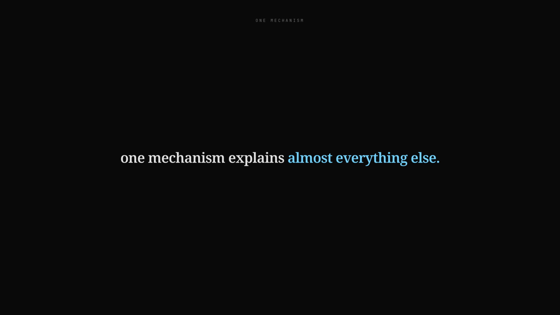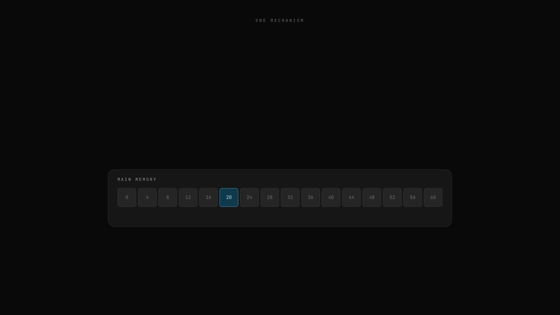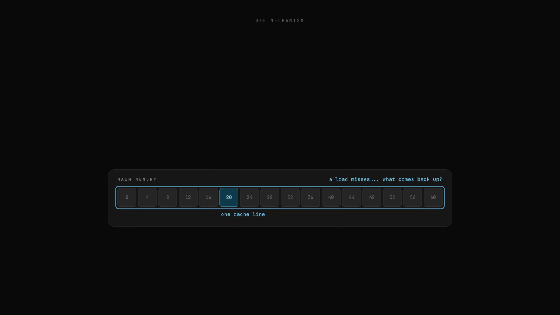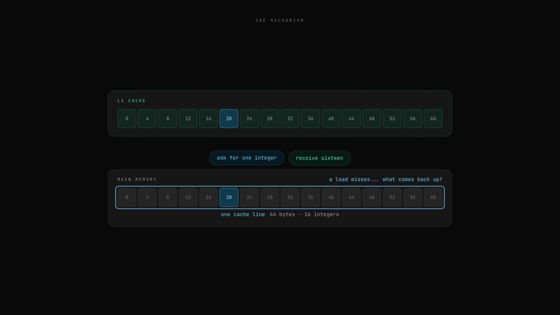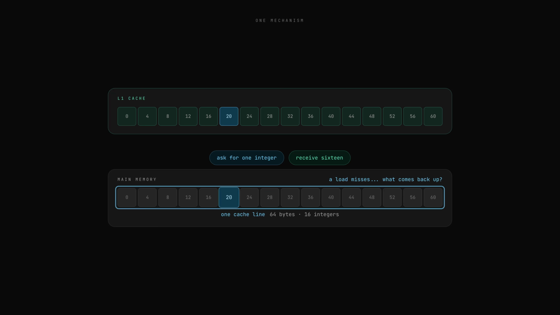One mechanism explains almost everything else, so here it is. When a load misses and memory sends data up, it does not send the 4 bytes you ask for. It sends a fixed size block called a cache line. On most machines, 64 bytes. Ask for one integer, receive 16. Your integer, plus its 15 nearest neighbors, parked in L1.